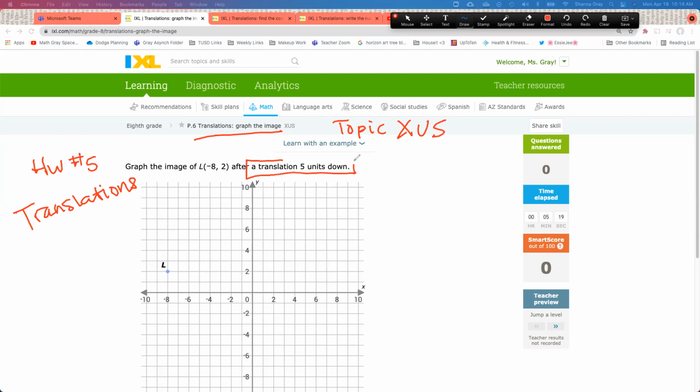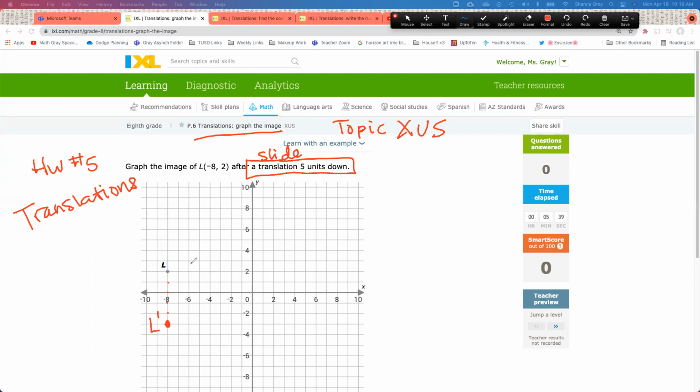If you look at it, it tells you how much to translate it. So translate 5 units down. Remember, translate just means slide. So you're just moving it over, down, whatever direction it tells you. So if I'm standing here at L and I want to go 1, 2, 3, 4, 5 units down, I end up here. So this is L prime. Remember that little dash apostrophe, L prime.